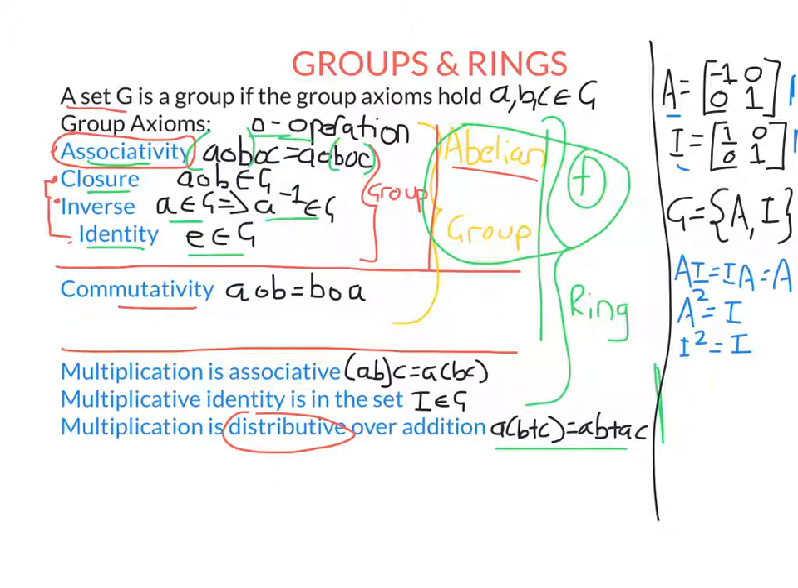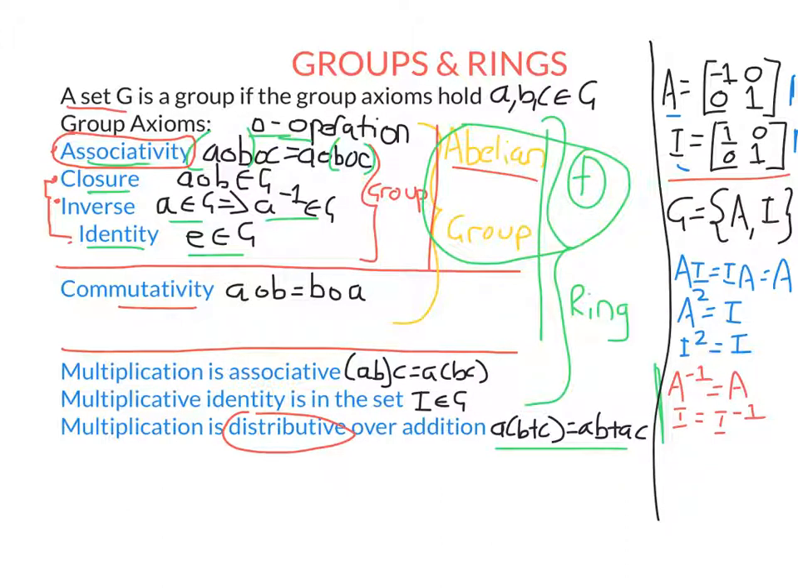Inverses do exist in this group because A is its own inverse, I is its own inverse, and they are, of course, in the group. So if A is in the group, so too is its inverse. If I is in the group, so too is its inverse. That means that this axiom holds. Now, the identity is clearly a member of the group as well. So that's why these two matrices together form a group under multiplication.